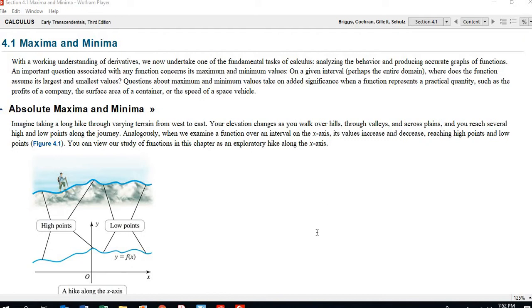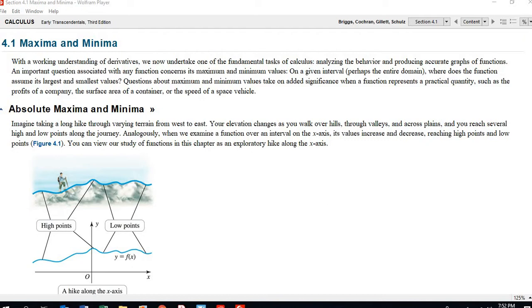I don't know what else to call it, but this is section 4.1, extrema, maxima, and minima. But we're really going to be focusing on what's known as the absolute or global maximums and minima for functions. The absolute maximum is the largest that your function ever gets, and your absolute minimum is the smallest that your function ever gets.